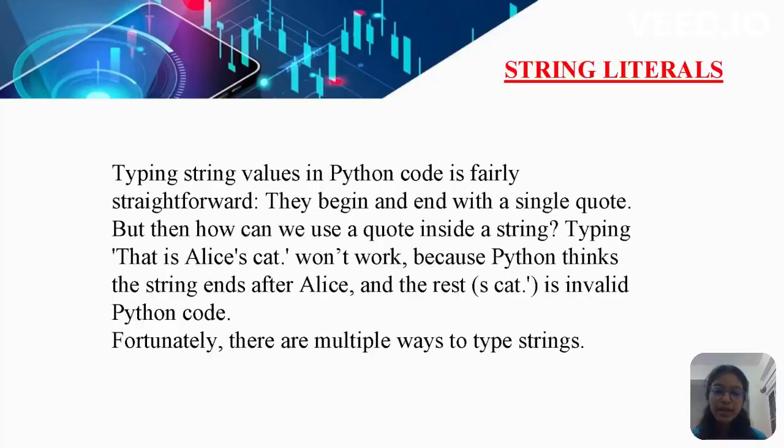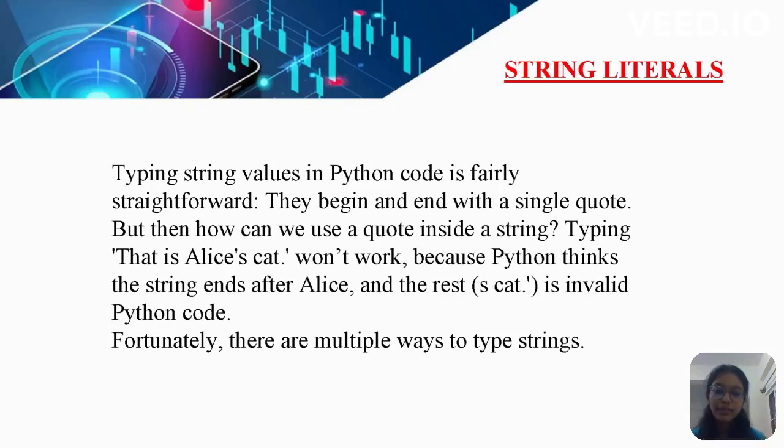String literals. Typing string values in Python code is fairly straightforward. They begin and end with single quotes, but then how can we use quotes inside a string? Typing 'That is Alice's cat.' won't work, because Python thinks that the string ends after Alice, and the rest, s cat, single quote, is invalid Python code.